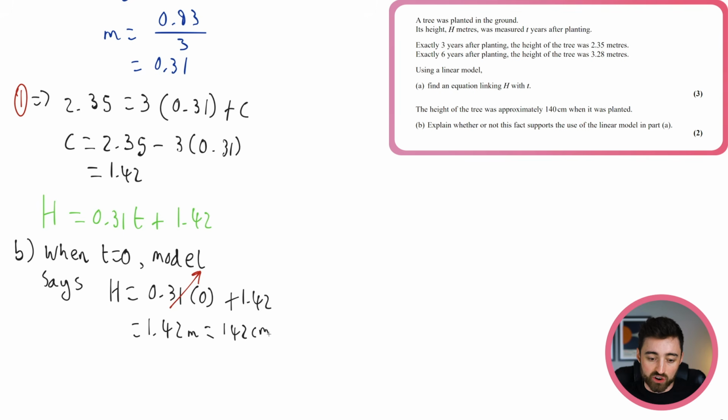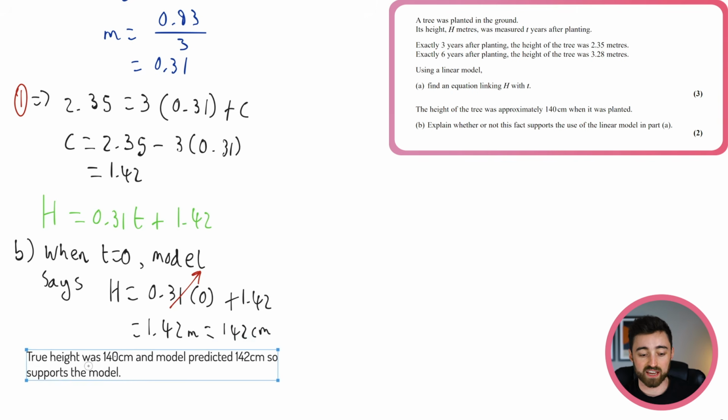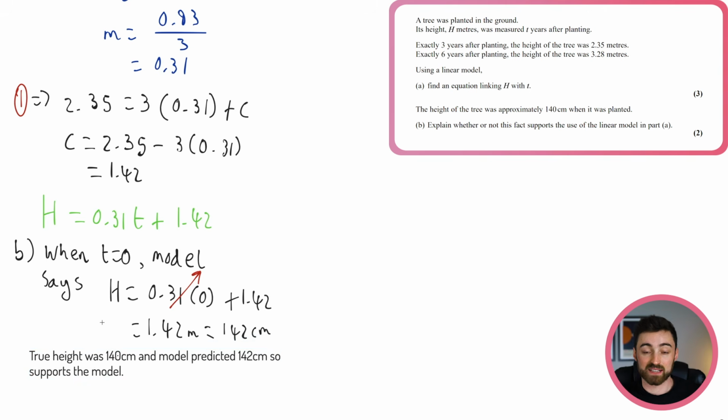And we know that the true initial height was 140 centimeters. So I think that's pretty good, don't you? That's only 2 centimeters off. True height was 140 centimeters and the model predicted 142 centimeters. So it's pretty reliable, isn't it? Well, does it support it? Yes. Definitely supports it. So, supports the model, essentially. So, yeah, just think about how the real-life information that you just got given relates to this mathematical model.